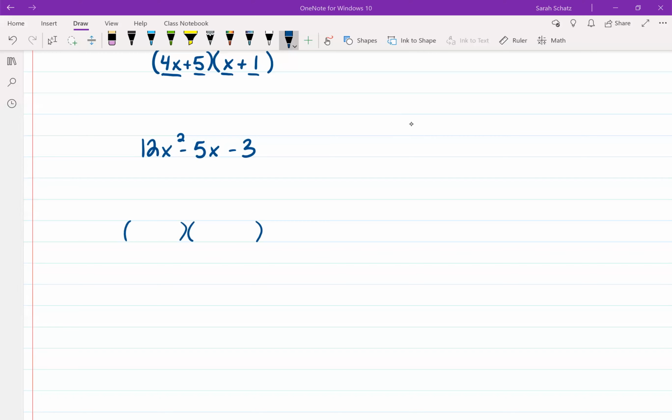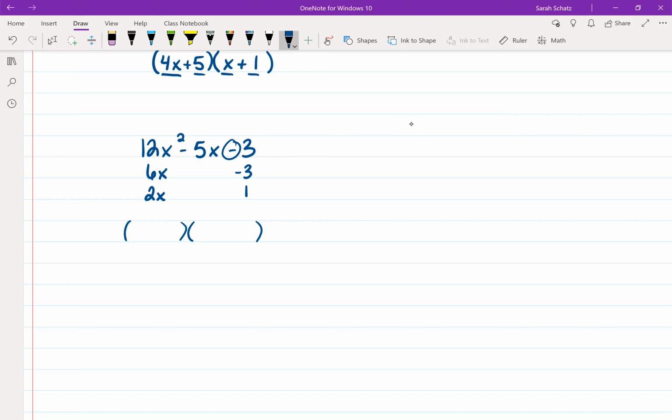I got 3 and 4, I got 6 and 2, I got 12 and 1. Let's do 6 and 2. Okay, let's do 6x and 2x as factors of the first term. It has to be 3 and 1 here. You guys, when this term is negative, one of these factors has to be negative, right? So I'm just going to stick it on this 3, and we'll see what happens.